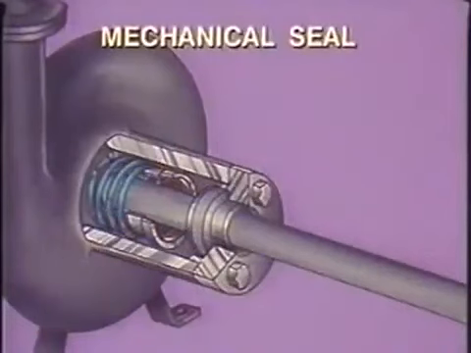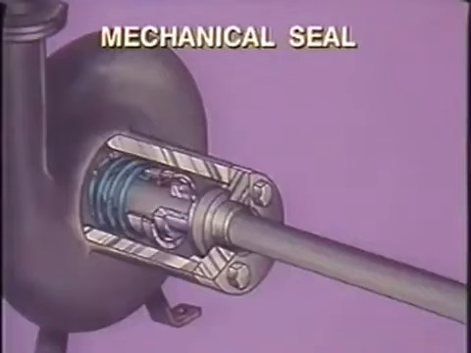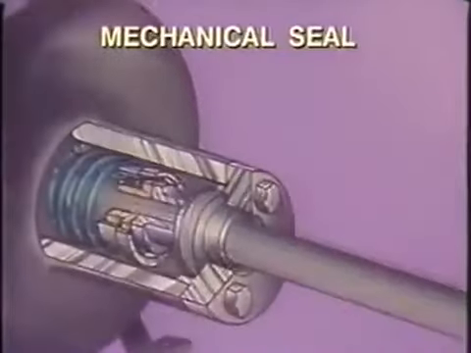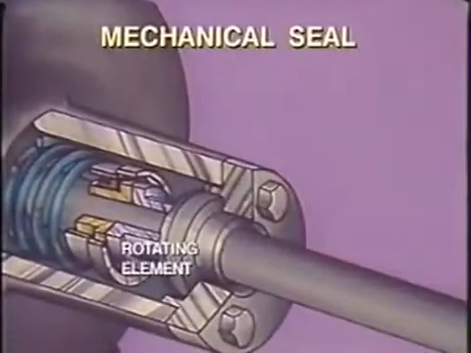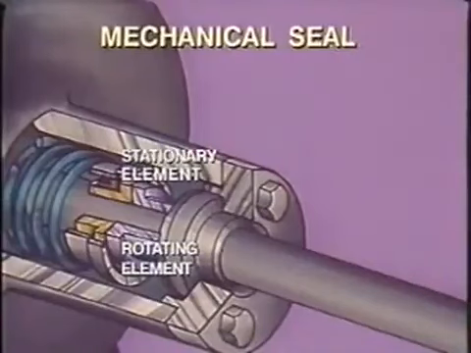If external leakage of pump liquid must be prohibited, then a mechanical seal is used instead of packing. The mechanical seal has two sealing surfaces, one a very smooth, hard-faced metal, and the other a non-metallic material such as carbon. One of the sealing elements is allowed to rotate with the shaft, while the other is held stationary. The sealing surfaces are held in contact by springs.